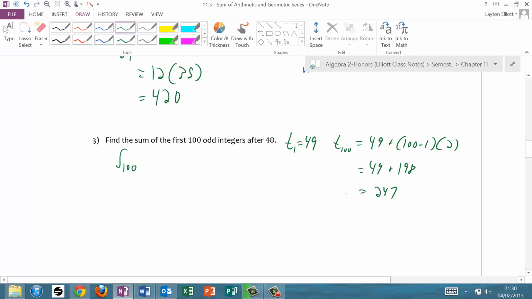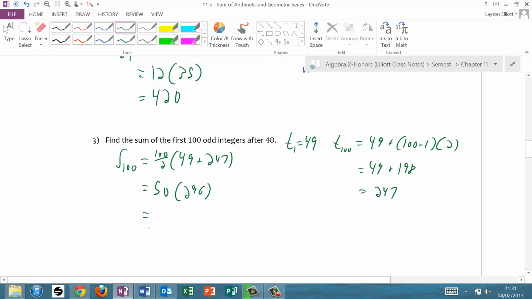So if I go back to the formula, S of 100 is equal to 100 over 2 times the first one, which is 49, plus the 100th one, which is 247. That's equal to 50 times 296.